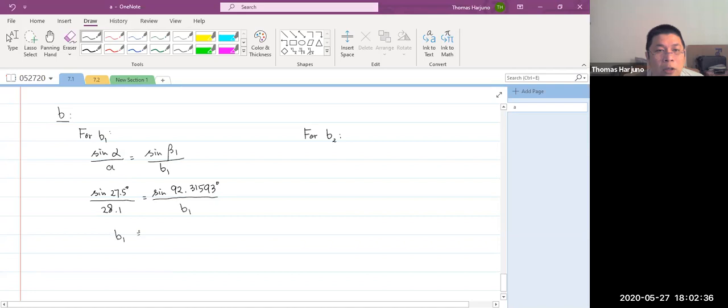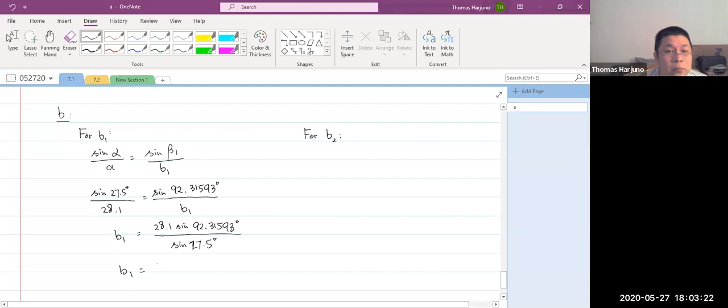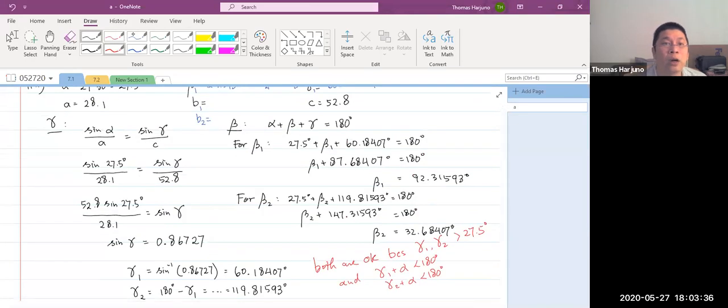So B1 equals 28.1 sine 92.31593 degrees over sine 27.5 degrees, which according to our computation, 28.1 sine 92.31593 divided by sine 27.5, I get 60 point something, 60.80592. So my B1 now is 60.8059.